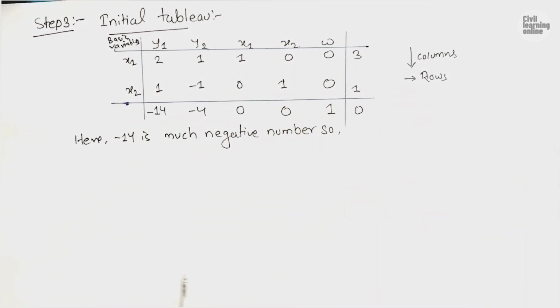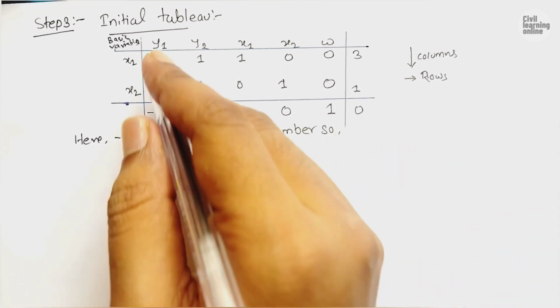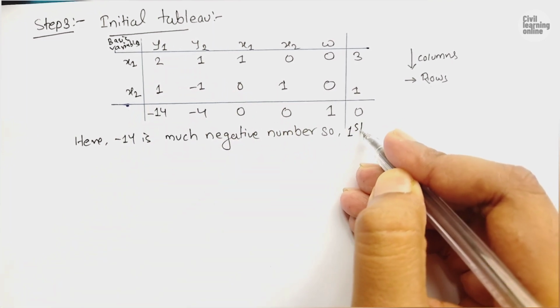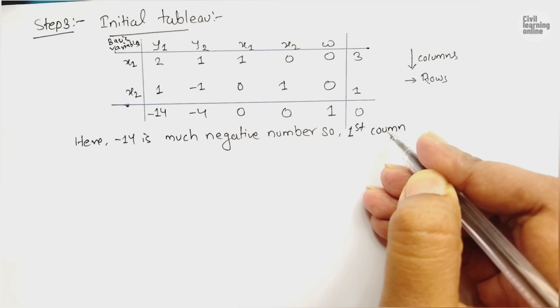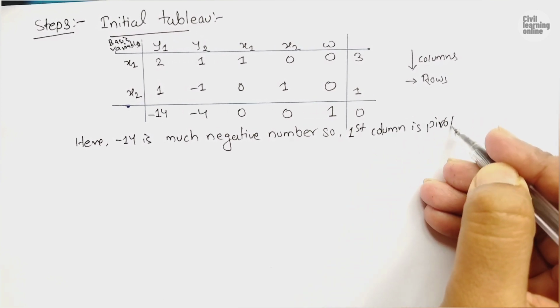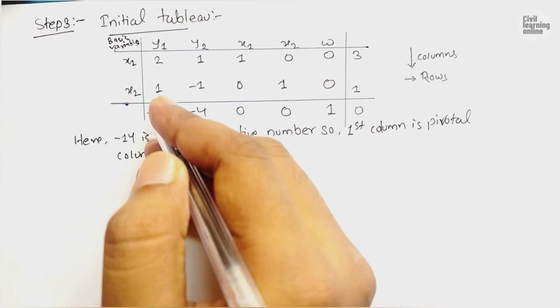Here we need to look for the negative number, and minus 14 is the negative number. So this is the first column. So the first column is the pivotal column.